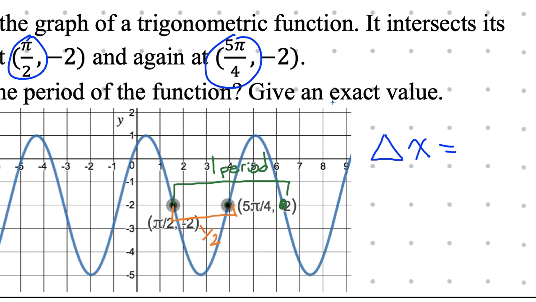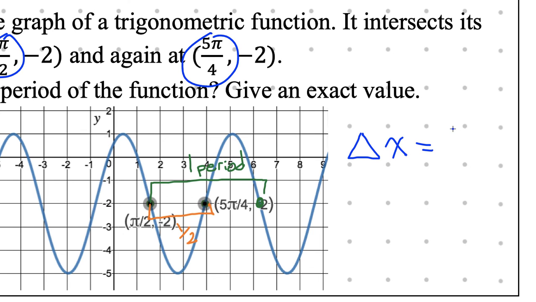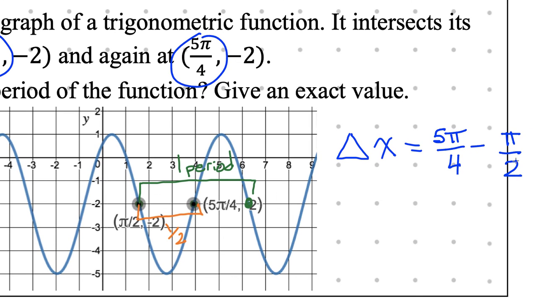So I'm just going to kind of randomly say the second point minus the first point. You could have done it the other way around. So this is going to be 5 pi over 4 minus pi over 2. That's the change in the distance. You will always, 100% of the time, just subtract them. That will be the delta x, the change in x.